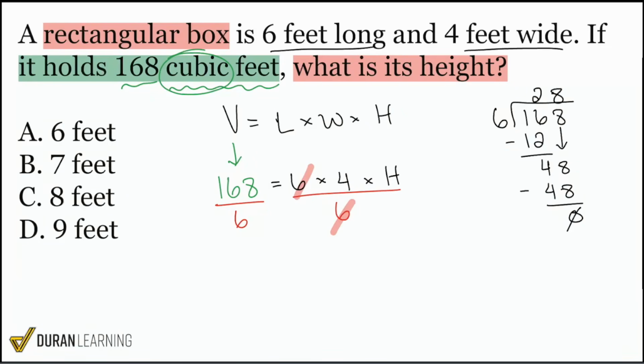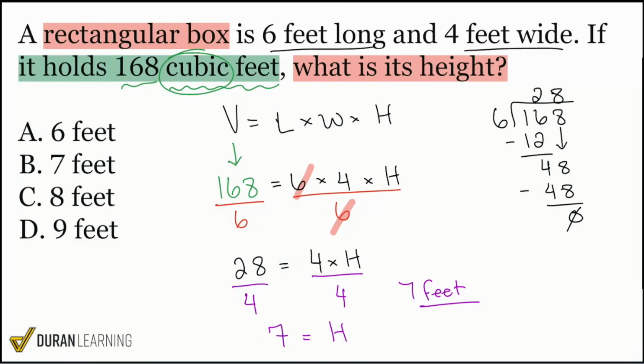And so there we are. When we cancel out the 6, we have 28 equals 4 times h. Now when we divide the 4 out, notice what we get. Everybody, what is 28 divided by 4? That's going to leave us with 7. And there we go. That is our height, 7 feet in this case. And that's going to give us answer choice B.